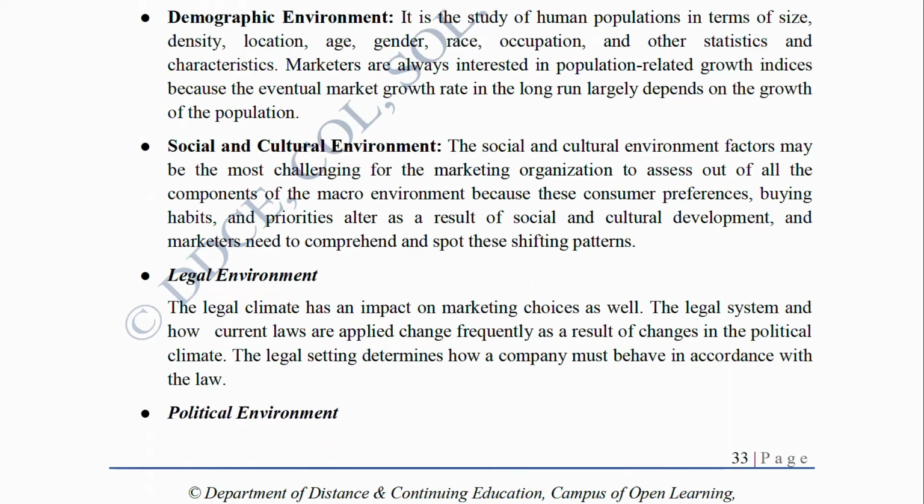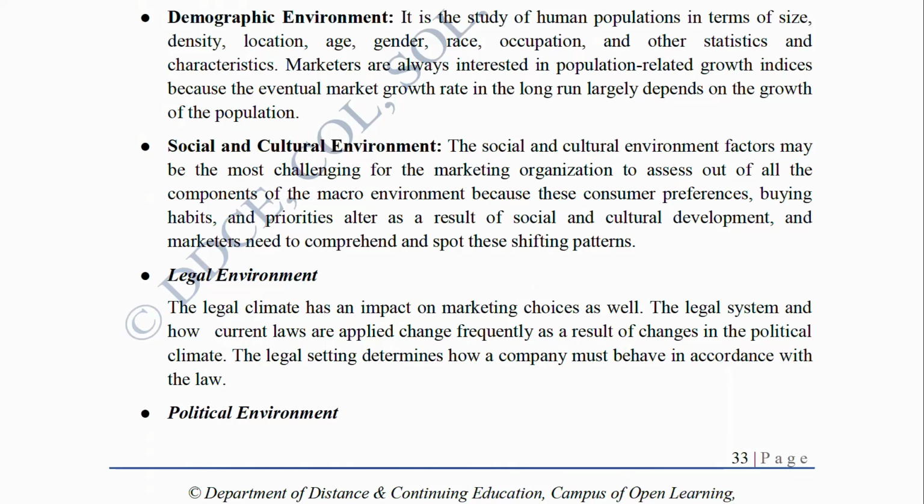Social and cultural environment. The social and cultural environment factors may be the most challenging for the marketing organization to assess out of all the components of the macro environment because these consumer preferences, buying habits, and priorities alter as a result of social and cultural development, and marketers need to comprehend and spot these shifting patterns.